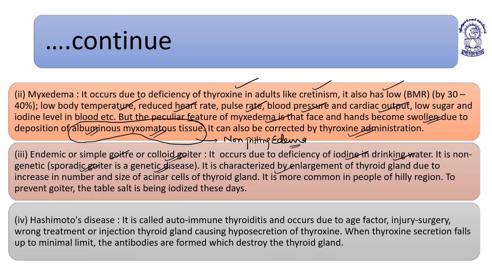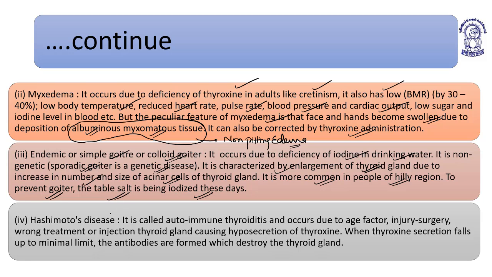It is characterized by enlargement of the thyroid gland due to the increase in number and size of acinar cells. Due to this, the size of the thyroid gland gets enlarged. It is more common in people of hilly regions. To prevent goiter, table salt is being iodized these days.